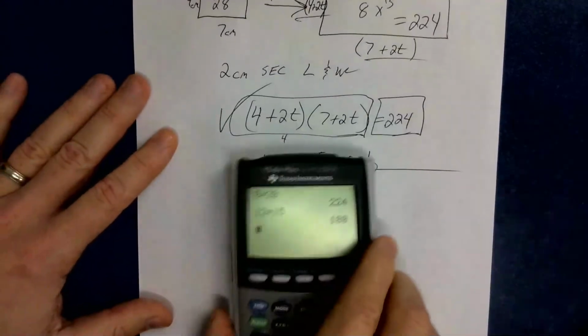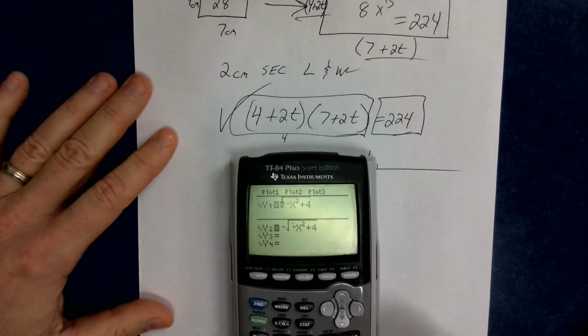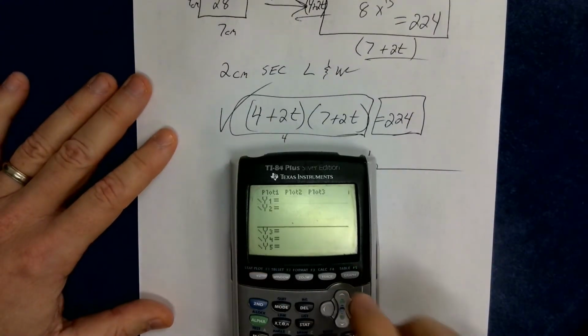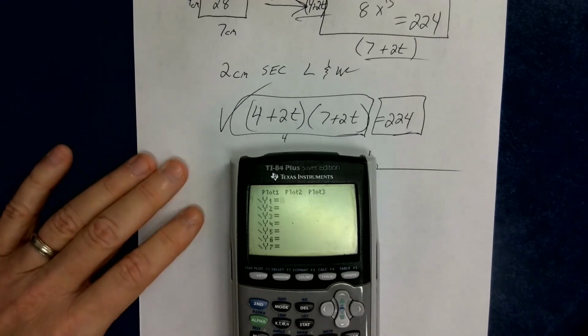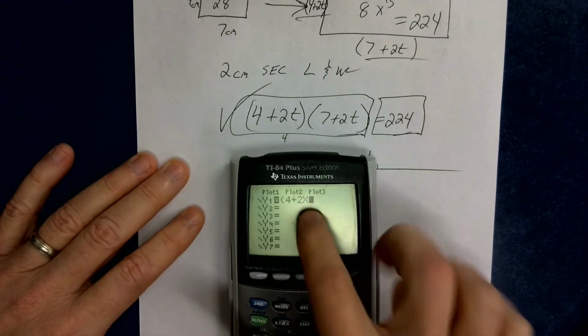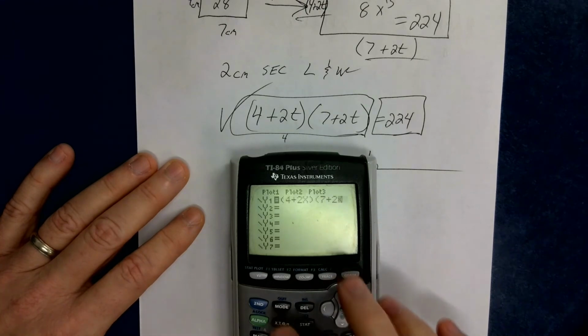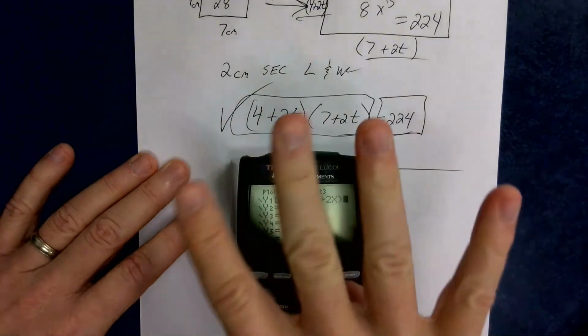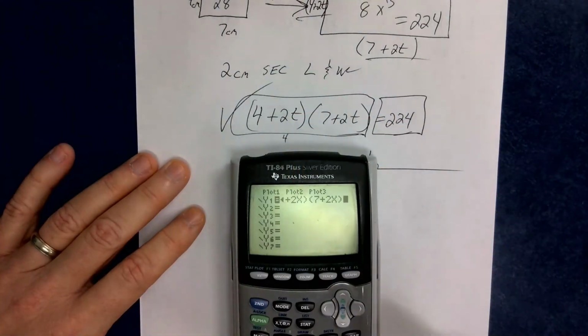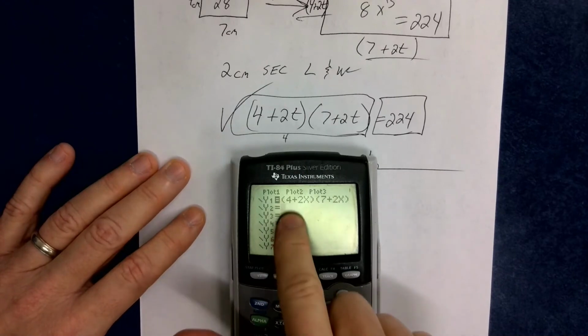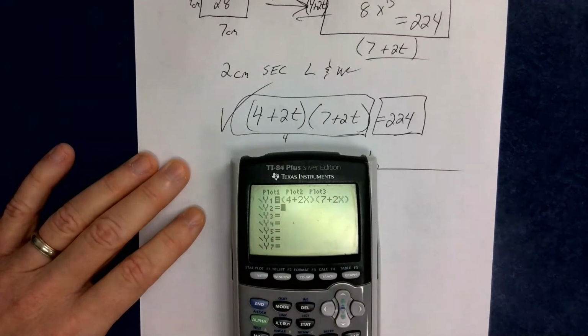So let's do this here. I use my handy dandy calculator because that's what our technology is for. In parentheses, 4 plus 2, we got to use x's. Remember, got to use x's here. Parentheses, and 7 plus 2x. And remember, my logic said it has to be greater than 4 seconds, right? And then y2 is 224.